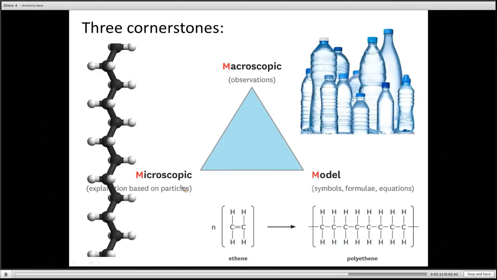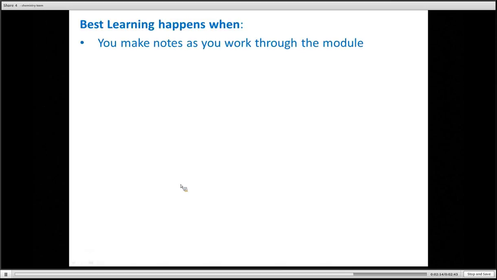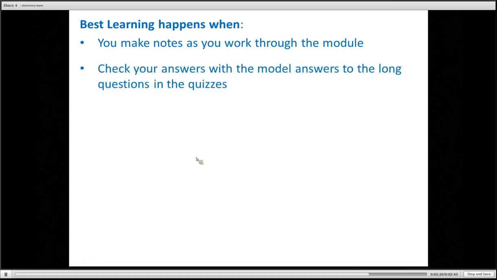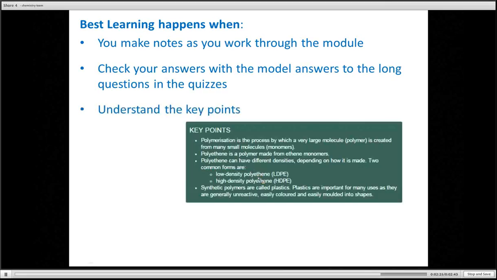Finally, your best learning happens when you make notes. Please process the information. Try and think about it. Summarize. Make sure you understand it. Check your answers. Have you given all the detail? Make sure you've understood all the key points. If you haven't, contact your teacher.